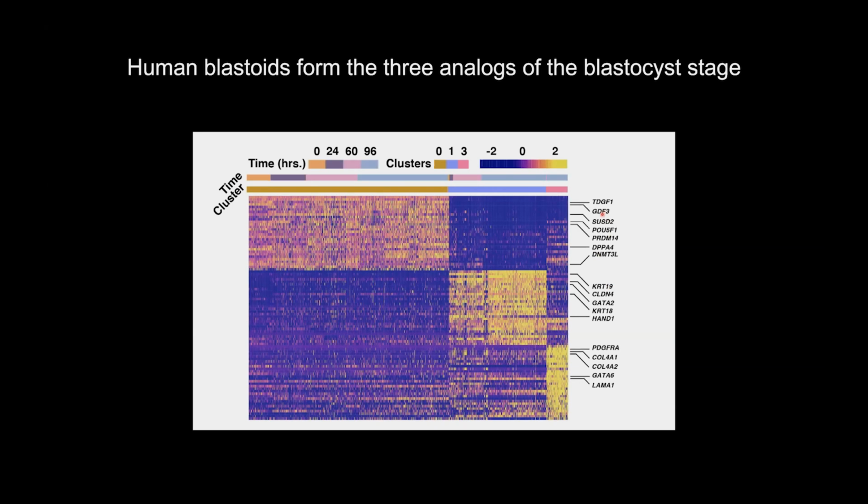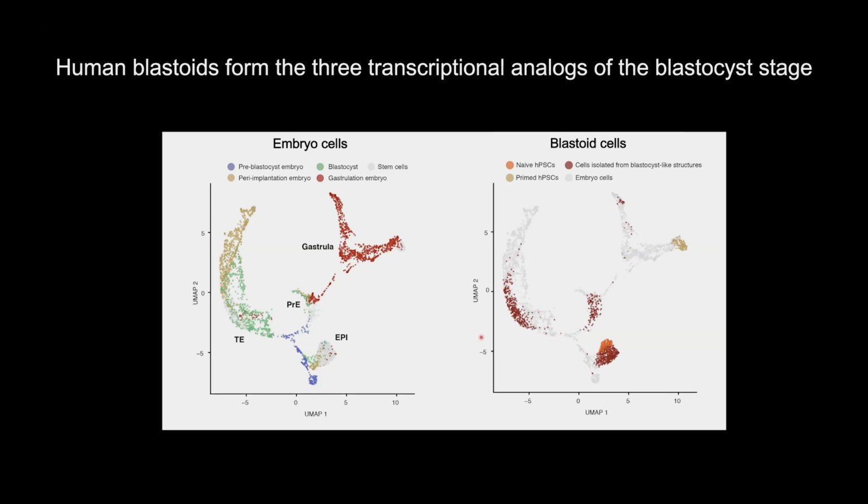Here we have genes that are specific to the epiblast, SUSD2, a very classical marker, and OCT4. And here you have some that are classical to the trophoblast, GATA2 and keratin 18, and here classical for the primitive endoderm. However, this is not sufficient for really understanding if, at the transcriptome level, those cells are similar to the blastocyst. If we want to do so, we have to merge those blastoid cells with cells from human embryos that are harvested at different stages.